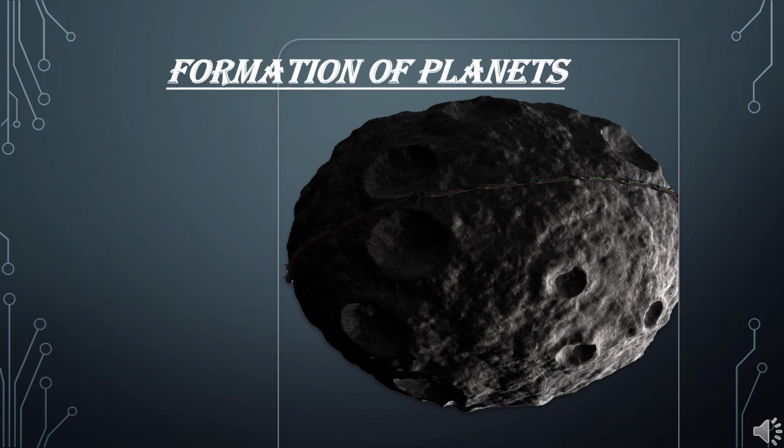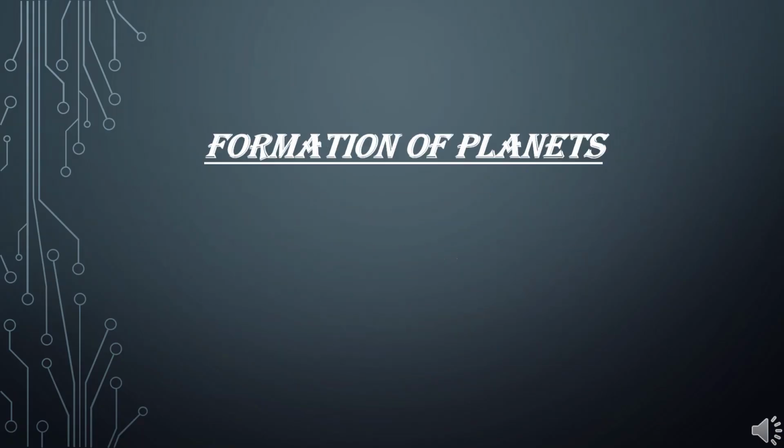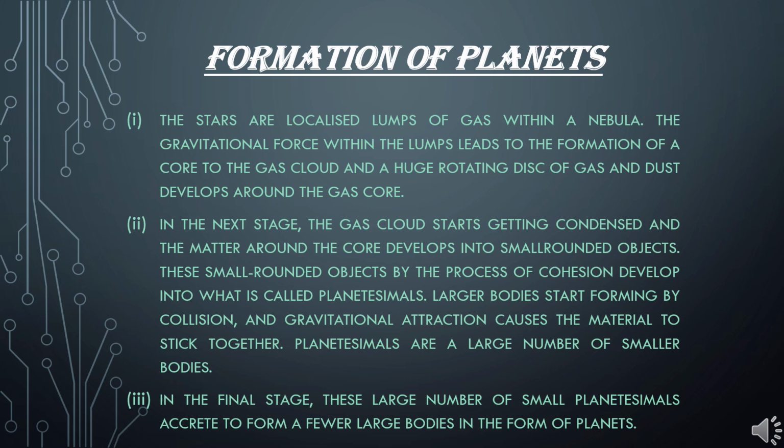Formation of planets. At the first stage, the stars are localized lumps of gas within a nebula. The gravitational force within the lumps leads to the formation of a core to the gas cloud, and a huge rotating disk of gas and dust develops around the gas core. In the next stage, the gas cloud starts getting condensed and the matter around the core develops into small rounded objects. These small rounded objects, by the process of cohesion, develop into what is called planetesimals.